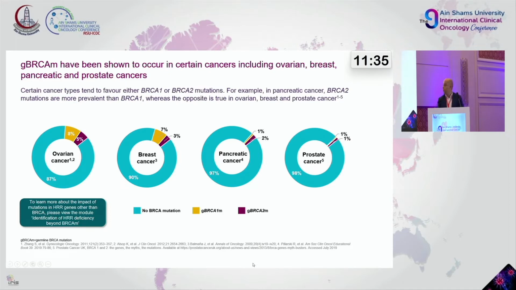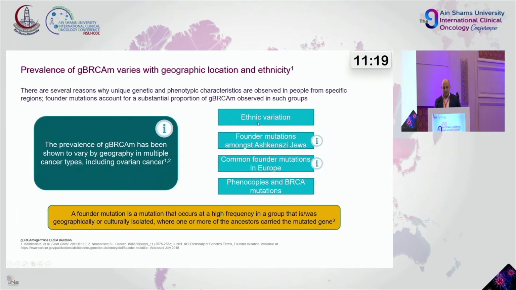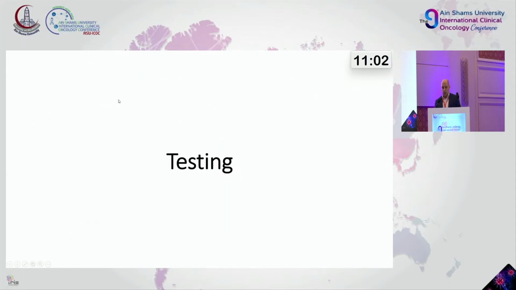So 8% for ovarian cancer, 7% in breast cancer, pancreatic is 1%, and prostate is 1%. Now again, we understand why we have very strong data in ovarian and breast malignancies. It was also found that the BRCA mutation is not only present in specific malignancies, but also has geographic and ethnic variety, for example in the Ashkenazi Jewish population, and so on.